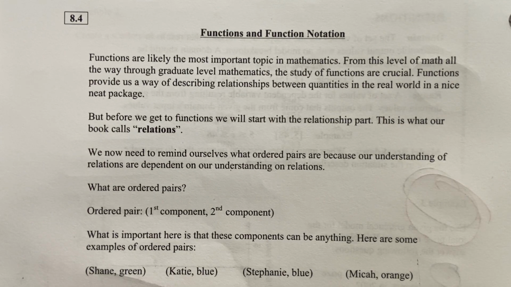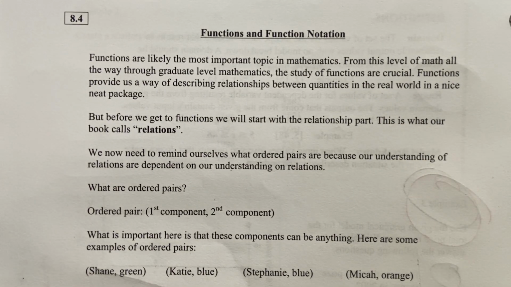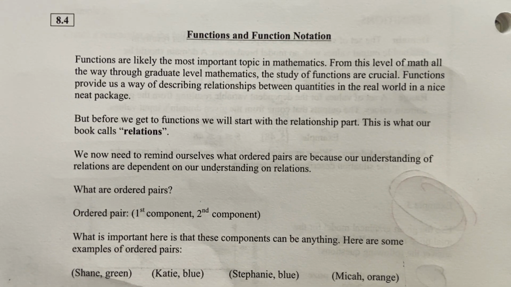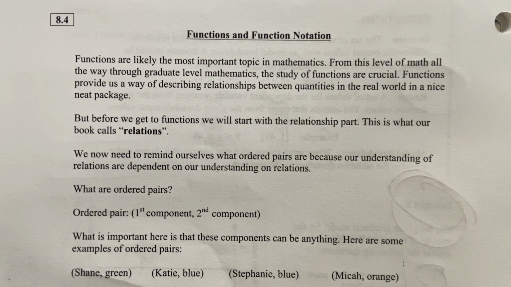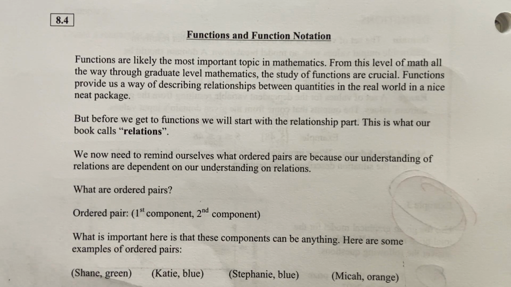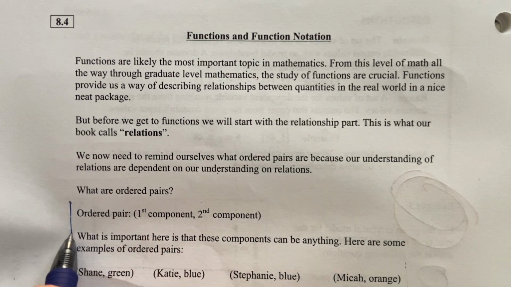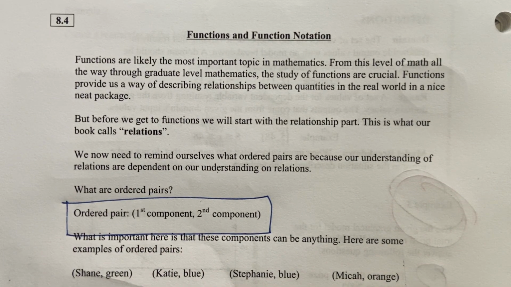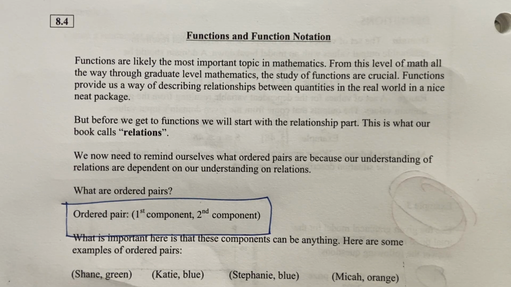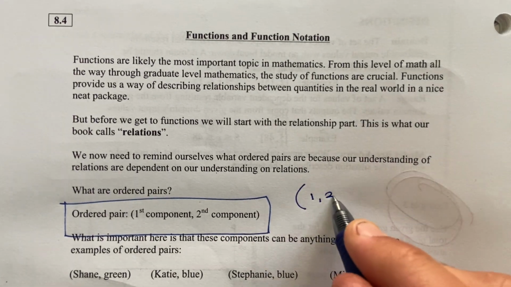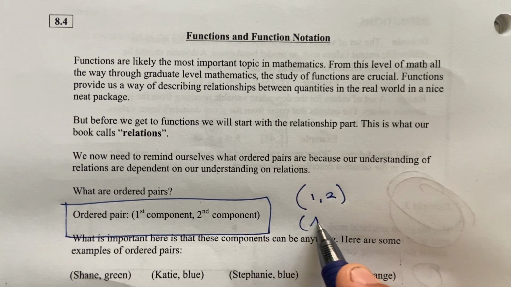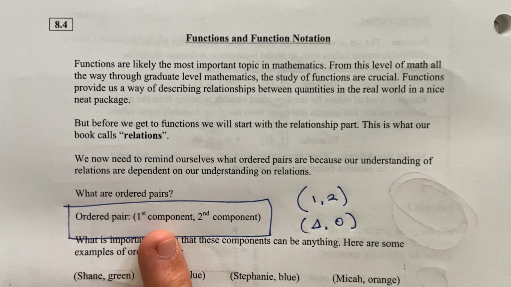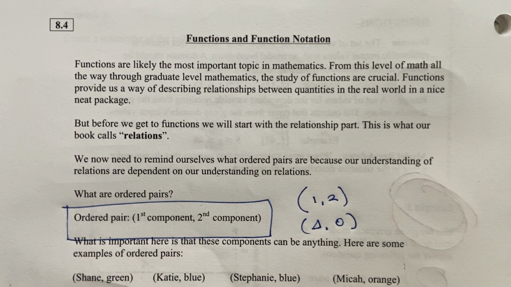So what are they? We're first going to need to talk about relations. We're going to learn about relations and then go on from there and talk about how functions are a special type of relation. So a relation is simply a set of ordered pairs. An ordered pair is nothing more than a first component and a second component. So this is an ordered pair, or triangle, circle is an ordered pair. It just has a first component and a second component, right? A pair.